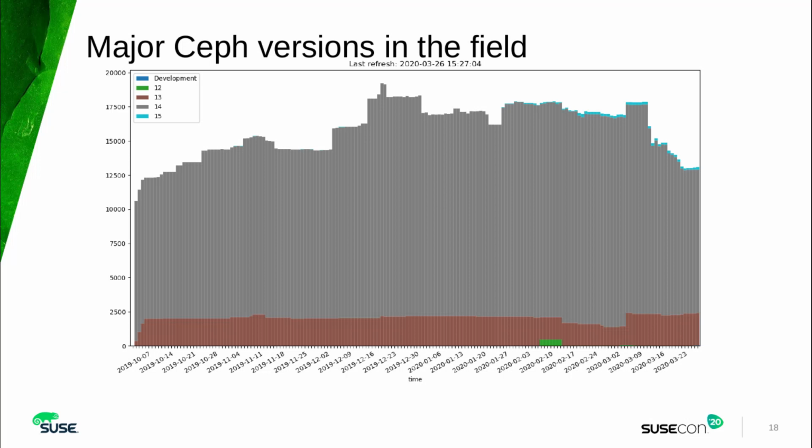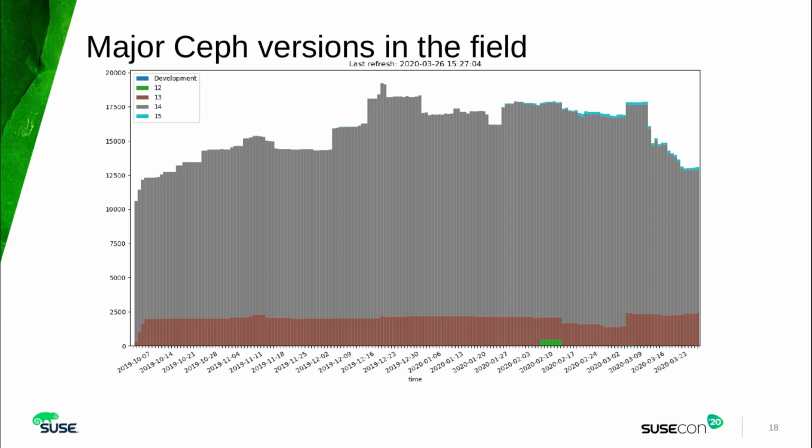As developers, however, the question that is even more relevant than the total capacity deployed is which versions of our software are being run in the field. And here we can see the trend of the numbers over time for the major Ceph versions. So Luminous, Mimic, Nautilus, and finally Octopus. What we can see, and what is to be expected, is that the vast majority of our clusters in the field run version 14, which is obviously Nautilus, which is the current stable release.